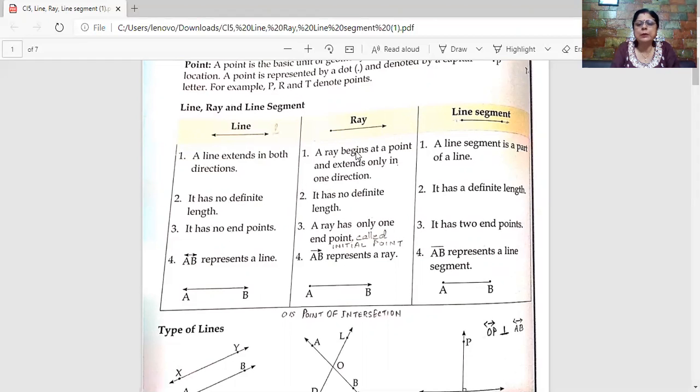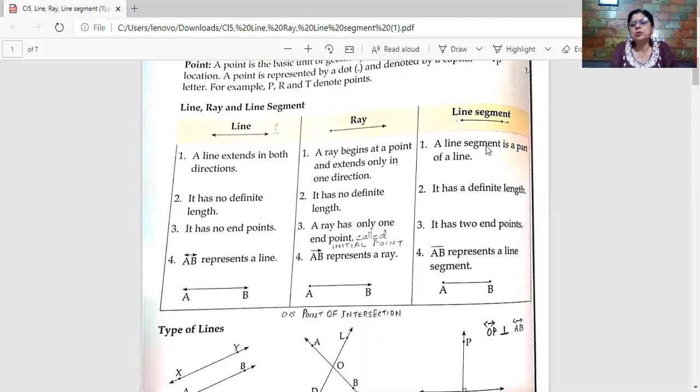Ray is a part of a line with one fixed point or one end point, we can say. That means if we take a point here and from here towards this side, it will represent a ray. Or maybe a point here and towards this side, it will represent a ray. So a ray begins at a point and extends only in one direction. And similarly, it has no definite length. And it has one end point. And always remember, when we name a ray, the end point comes in the beginning. So if AB is a ray, here we can say AB is a ray because A is the end point.